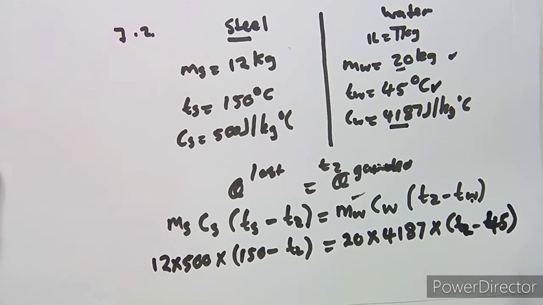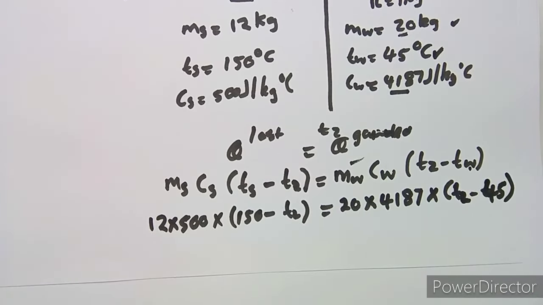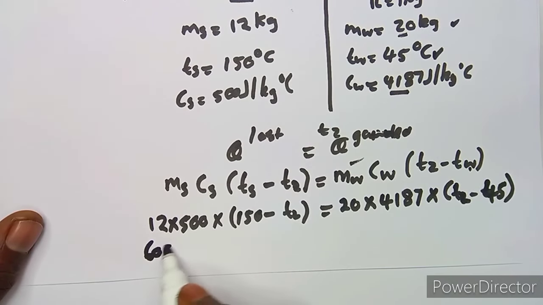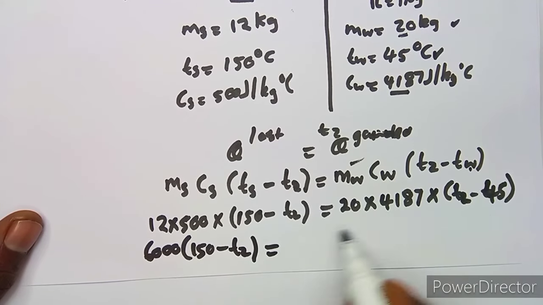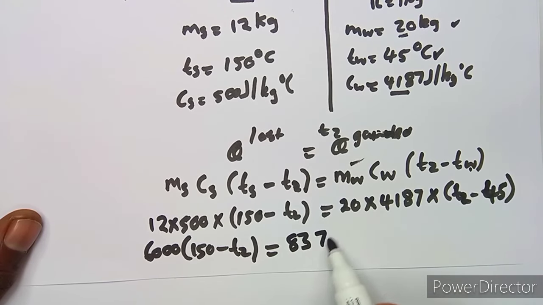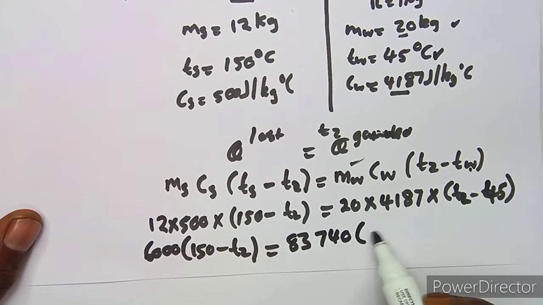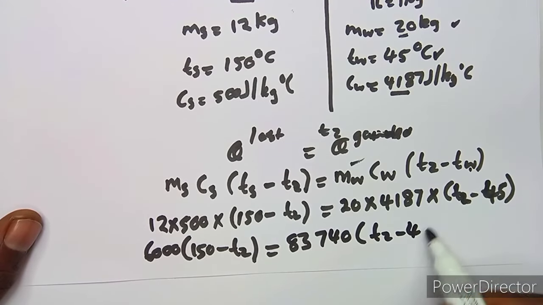So this is T2. So as you can see, this is a formulated equation that you're supposed to solve. I don't know how you're going to solve it, but what you need is the correct answer there. So multiply this. I'm going to obtain 6,000 into 150 minus T2, which is multiply these two. I'm going to obtain 83740, which is into T2 minus 45, like this.